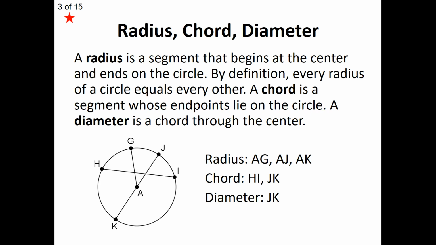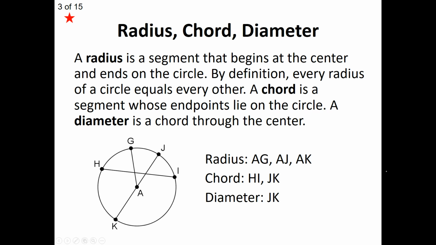Now for chords, remember a chord is simply a segment whose endpoints are on the circle. So HI is considered a chord, right? HI is a chord. And also JK is considered a chord. However, JK is a special kind of chord. As we see in our next part here with the diameter, JK is a diameter of the circle as well. But by definition, a diameter is a chord.